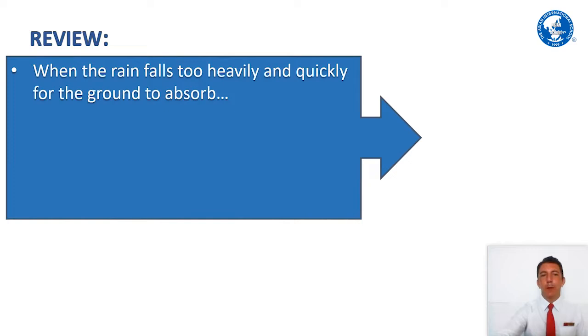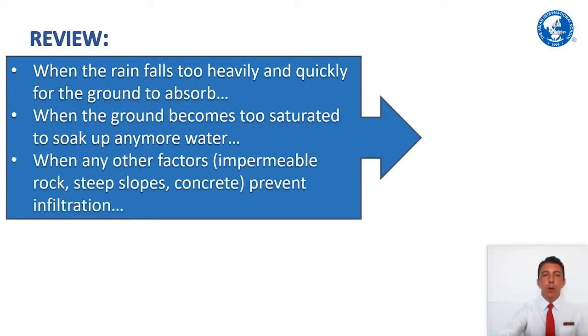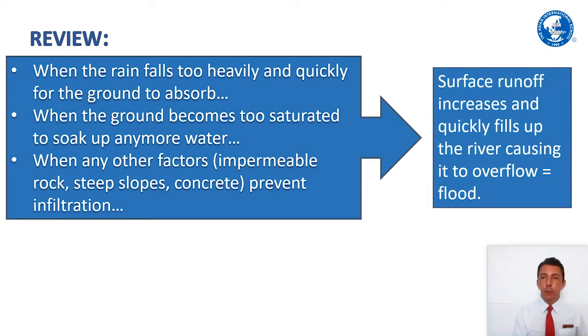So when the rain falls too heavily and quickly for the ground to absorb, or when the ground becomes too saturated to soak up any more water, or when any other factors such as impermeable rock, steep slopes, or concrete prevent infiltration, surface runoff will increase and quickly fill up the river, causing it to overflow. We have a flood.